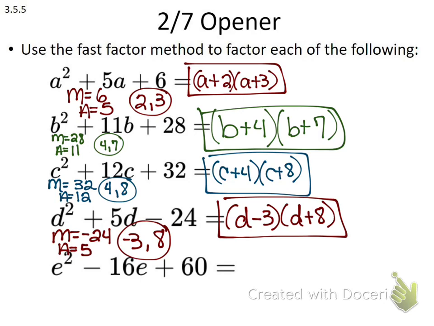Logan, let's have you do this one. So what's your M? It is 16. Okay, your A. Negative 16. Okay. What's your MA? What can you multiply together to get 60, but add together to get negative 16?